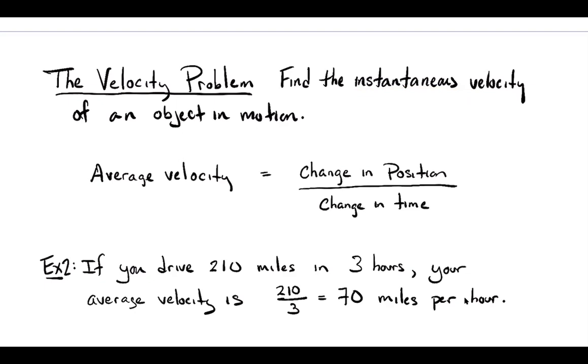So you can't recover the instantaneous velocity only from the average. I don't know, 1 hour into the trip, maybe you were going 80 miles an hour, maybe you were going 60 miles an hour. I don't have any way of saying that from this average. But that's what a velocity problem is: I'd like to be able to compute the instantaneous velocity of an object in motion, not just its average velocity.